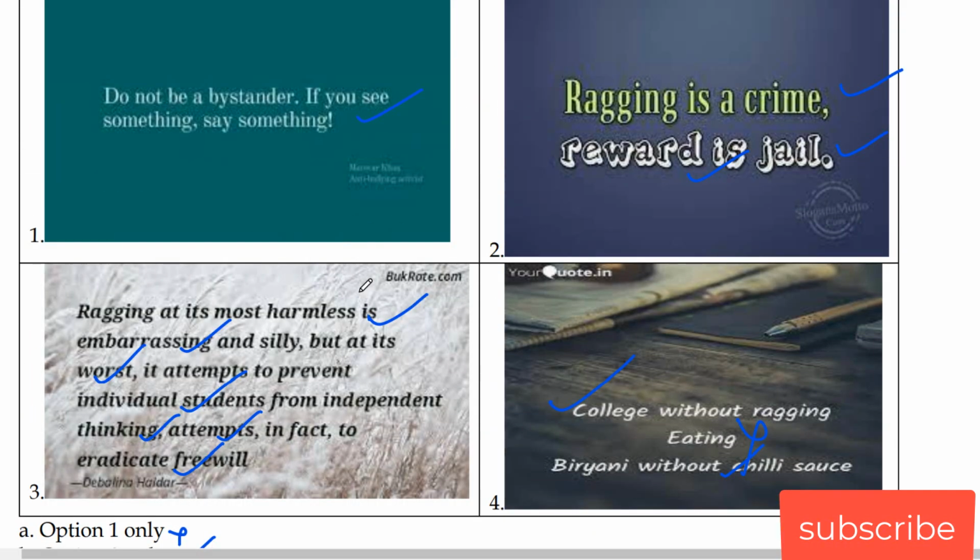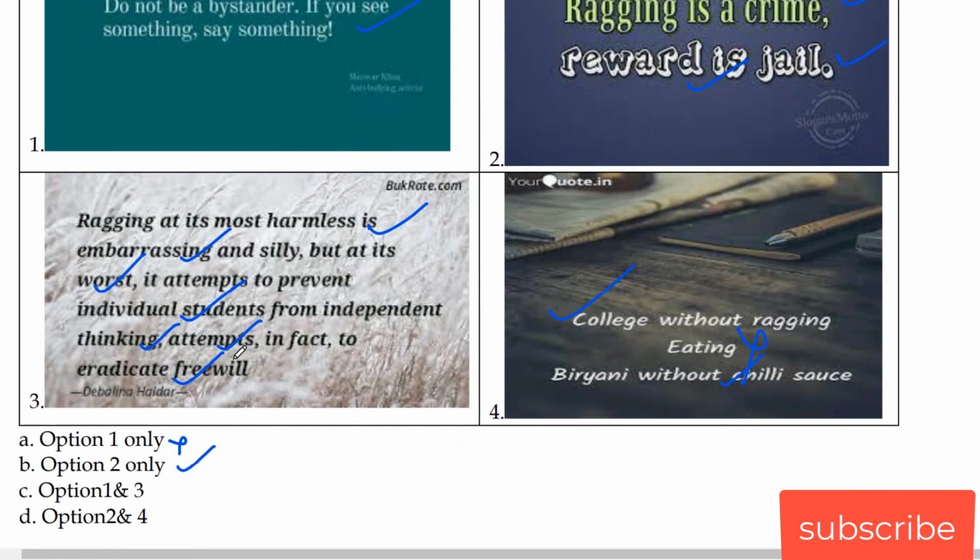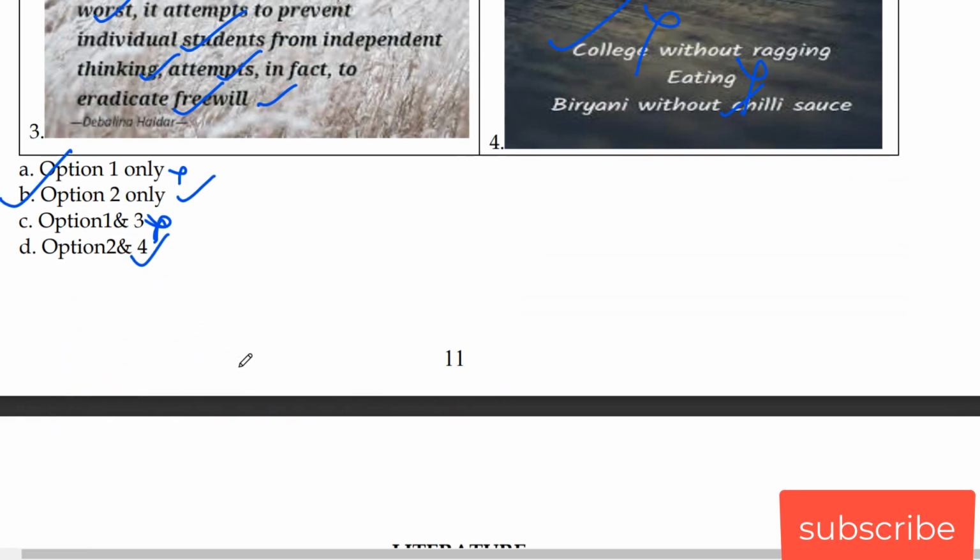Let us check 1 and 3. Don't be a bystander. If you see something, say something. Ragging at its most harmless is embarrassing and silly, but at its worst, it attempts to prevent individual students from independent thinking, attempts in fact to eradicate free will. So this can't be chosen, because do not be a bystander, if you see something, say something, can be related not only to ragging, because in most situations ragging can't be seen by others. Option 2 and 4, no possibility. 2 alone is the right option. Option 2 is the right one.